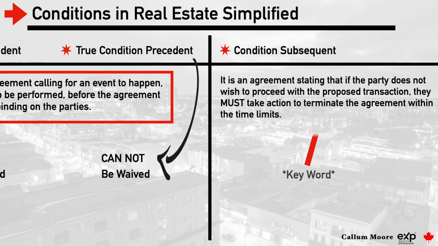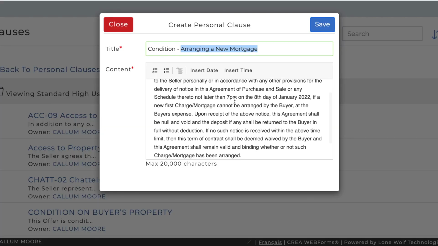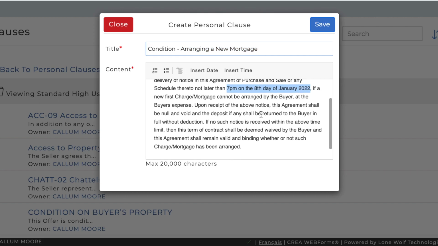Real world spoiler again, it is very rare that you're going to use this type of condition, but let's understand it. Let's call that action terminating. That's a key word there to remember, because when you see a condition subsequent, action must be taken to terminate the agreement, or else it will be considered binding. So the condition could still be, for example, financing with a time frame of completion, but if no such notice is received, a notice can be in the form of an email, of course, within the time limit, then this contract shall be deemed waived by the buyer, and this agreement shall remain valid and binding.